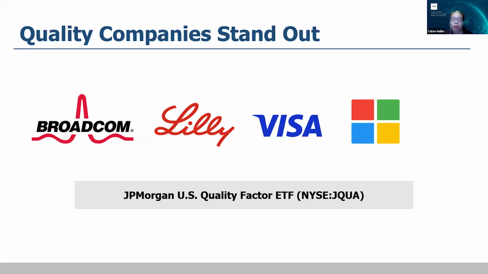And a diversified way to actually get exposure to high quality companies is via the JP Morgan US Quality Factor ETF. This ETF employs a strategy where they target the highest quality businesses with high profit margins and low debt levels to invest into.